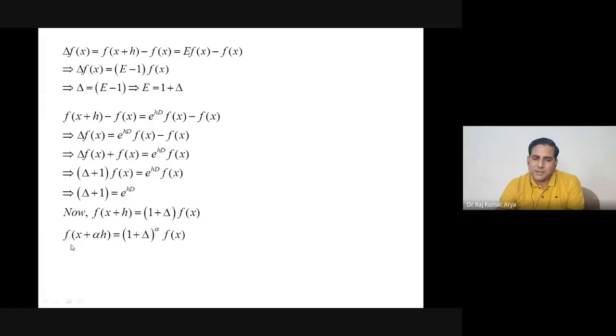If you are calculating f(x+alpha h), it would become (1 plus delta) to the power alpha f(x). So this is just a derivation for the time being. First we have derived f(x+h) is equal to (1 plus delta) f(x), and now f(x+alpha h) can be rewritten as (1 plus delta) to the power alpha f(x).